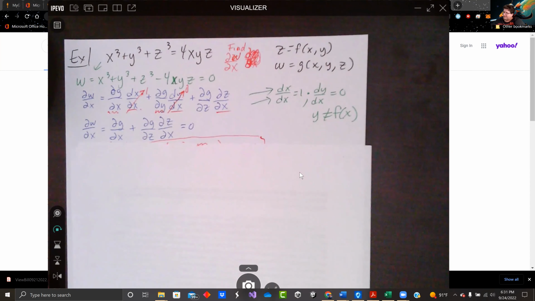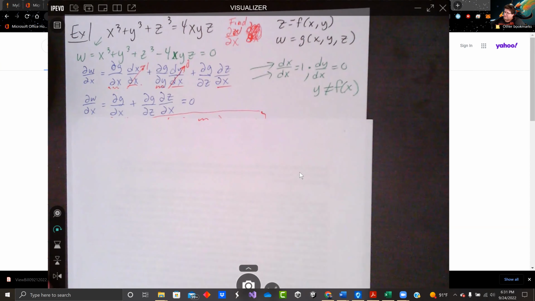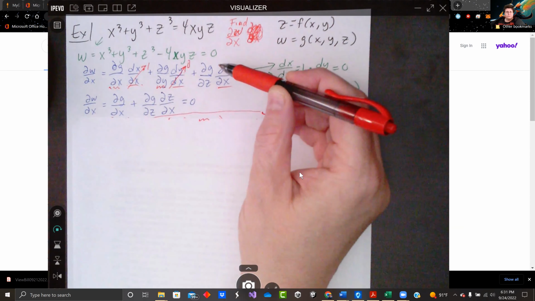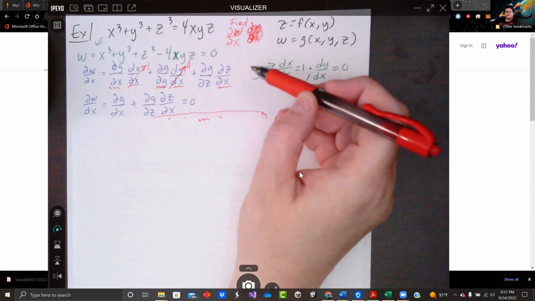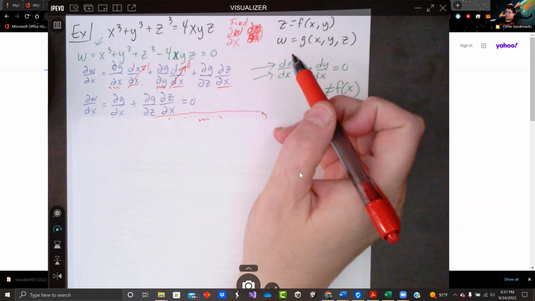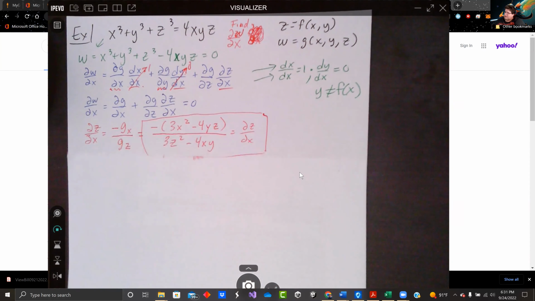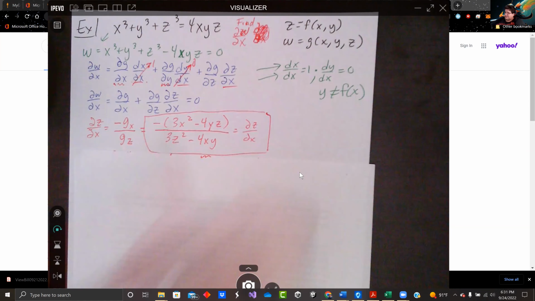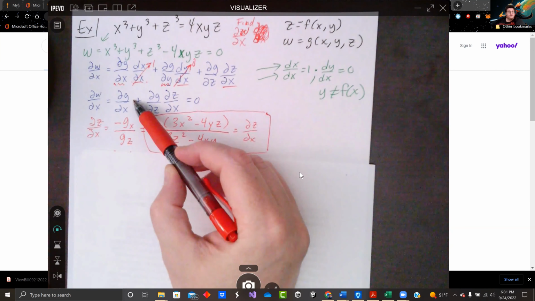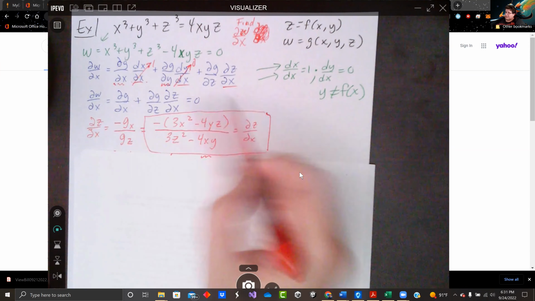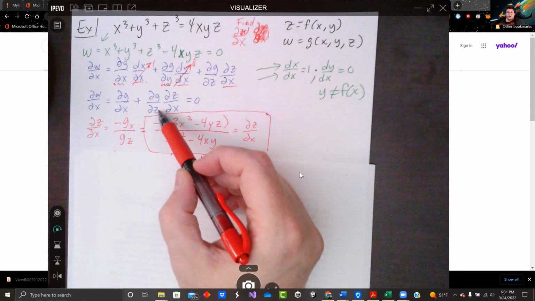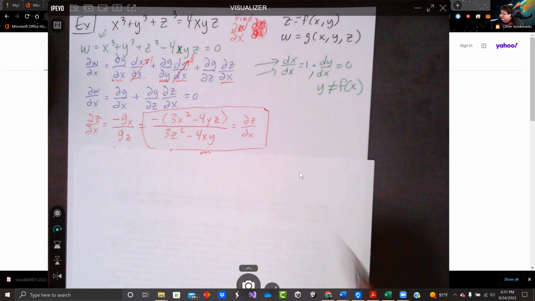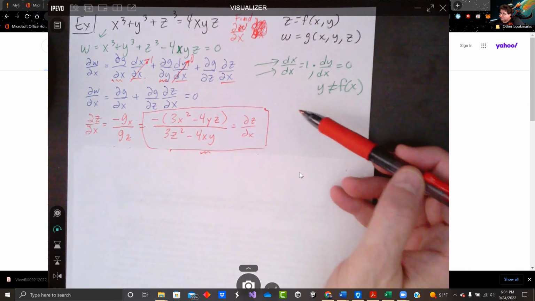So what do we have here? When we clean everything up, we've got partial of g with respect to x plus partial of g with respect to z times partial of z with respect to x. So if I solve for the partial of z with respect to x, I subtract that derivative of g with respect to x over, that's my top part, divide by partial of g with respect to z, that's my denominator. Since I didn't actually calculate them right here, but you can.